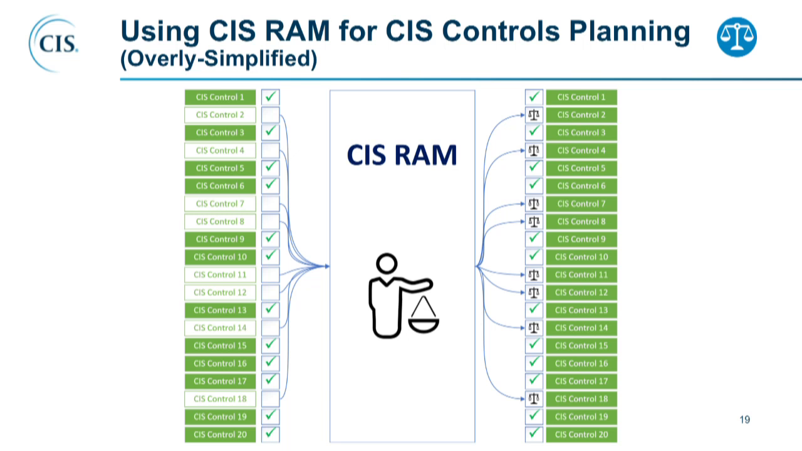So how does this support the CIS controls? Well, imagine on the left, this is what your CIS controls analysis looks like. There are some green checked controls you've been able to implement exactly as written. No problem, can do it.